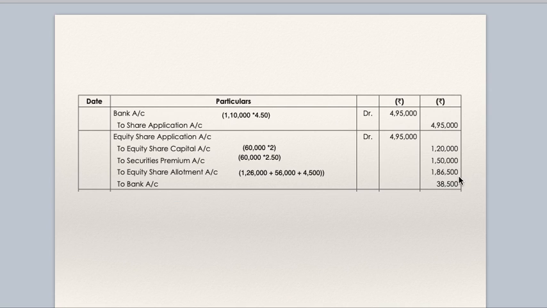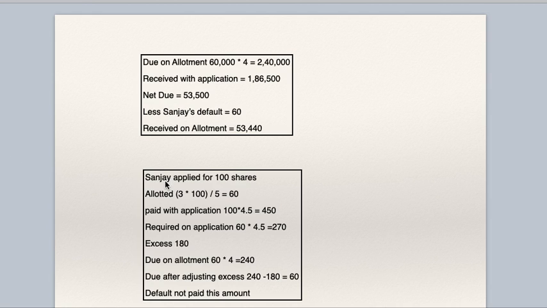186,500 to allotment. So this is how application money is to be adjusted. Now see here, Sanjay applied for 100 shares. So how many shares would he have been allotted? 60 shares. Sanjay is from category A. Ratio is 5:3. If a person applies for 5 shares, he has been allotted 3 shares. If he has applied for 100 shares, he will get 60 shares.